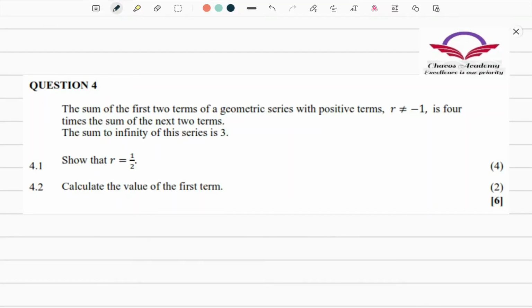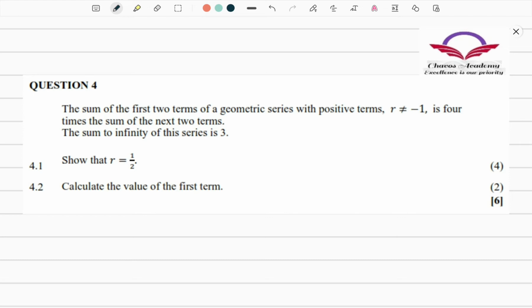Today we're going to look at this sequence and series question. Remember, in grade 12 this is your very first chapter, so you should understand what's happening here. You need to pay so much attention and make sure you understand. So we have question 4 here, our challenge question for today.